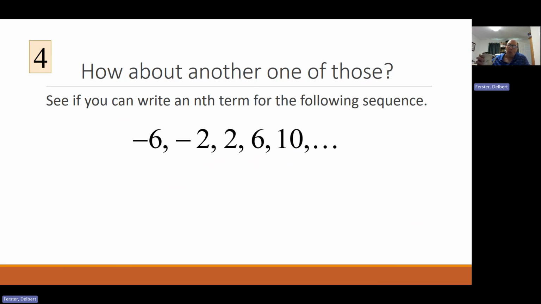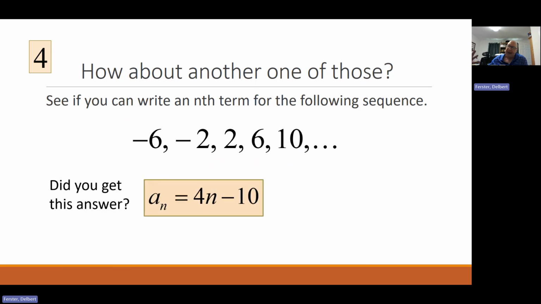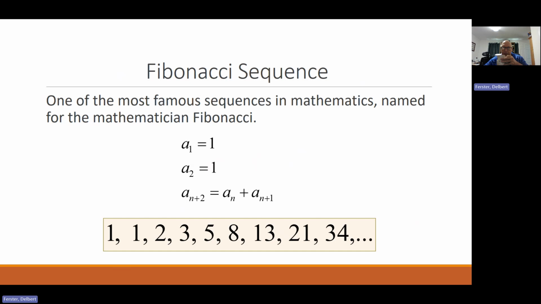Well, you say, well, what would I do? Well, if you tried it the same way as last time, looking at this critically, we're adding 4 each time. So maybe we would just write a sub n equals 4n, and then have to do some kind of adjustment, because sadly 4 times 1 doesn't get you -6, right? 4 times 1 gets you 4, and to get that -6 you would have to diminish by 10. So the correct answer for an nth term here is 4n minus 10.